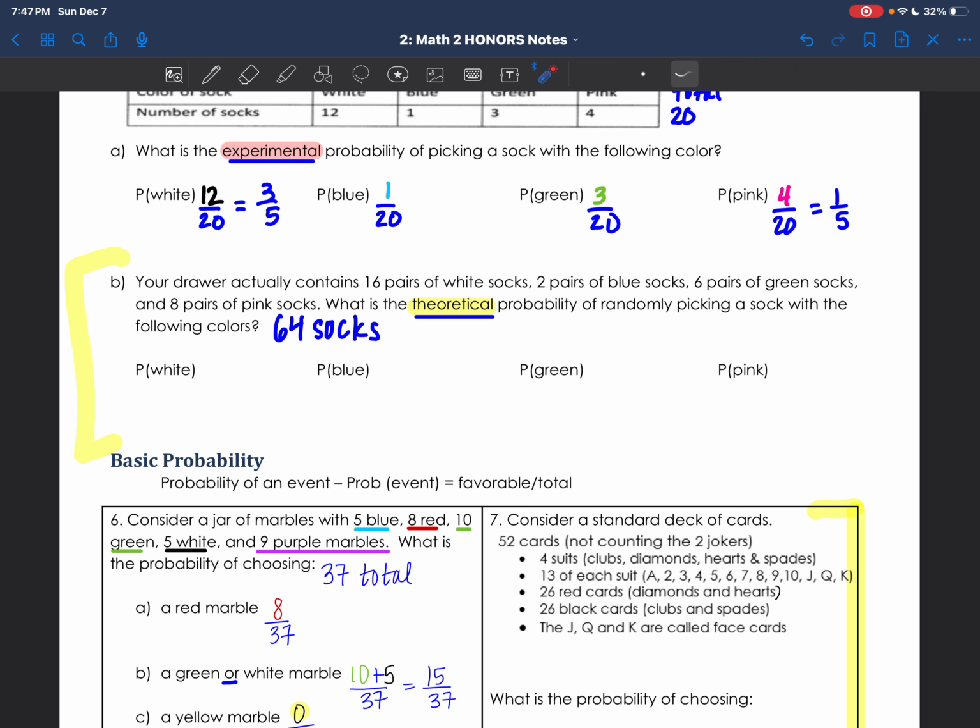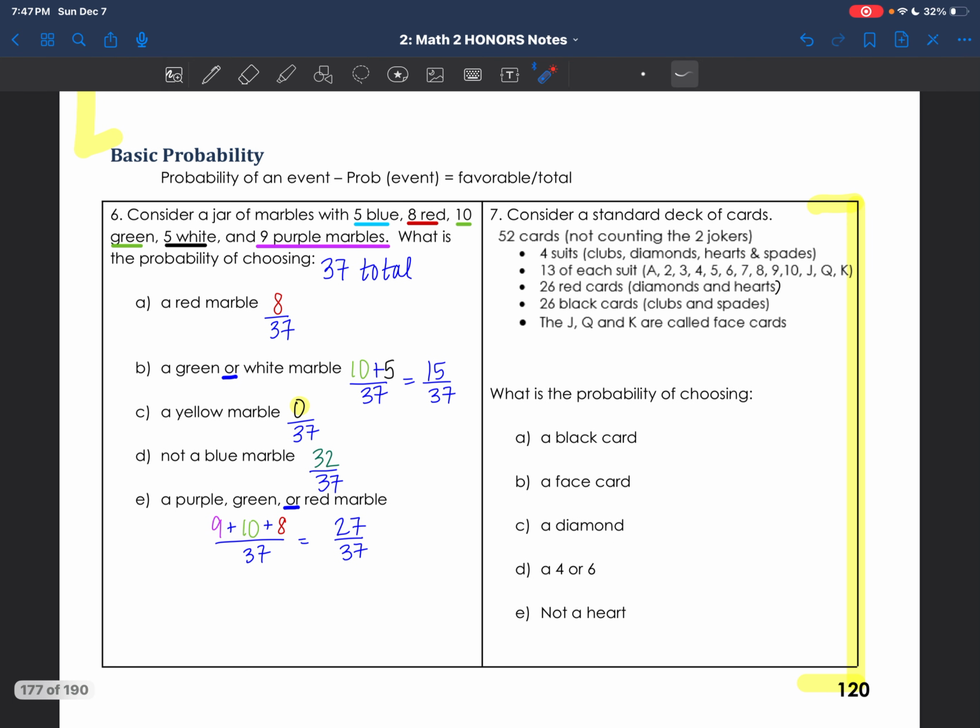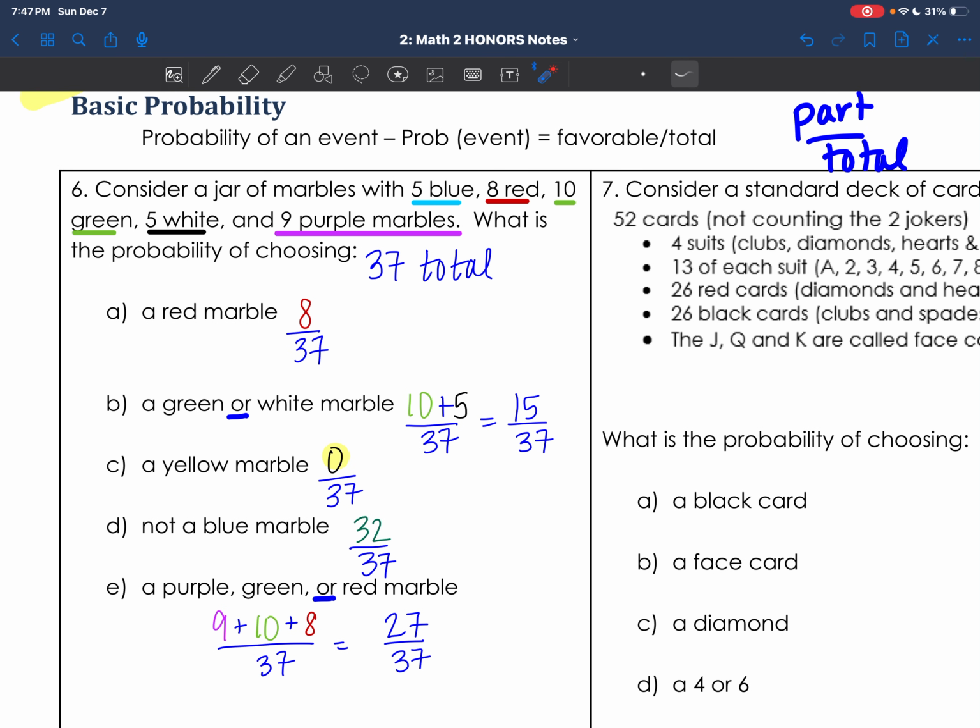All right, now basic probability. So again, this is just understanding part over total. That's how I like to think about it. So part over total, or part over whatever is happening, or part over event. However you want to think about it, but they do have here favorable over total, so that's the part you're looking for. All right, so consider a jar of marbles with 5 blue, 8 red, 10 green, 5 white, and 9 purple. What's the probability of choosing a red marble?